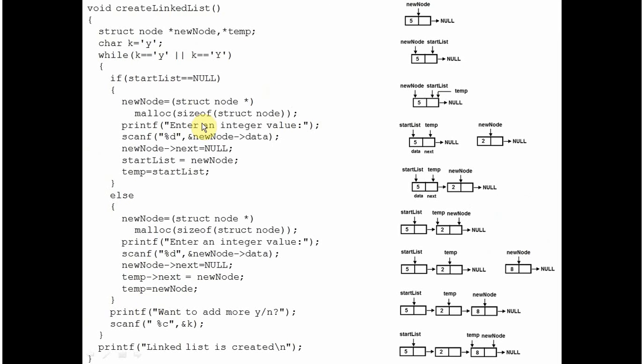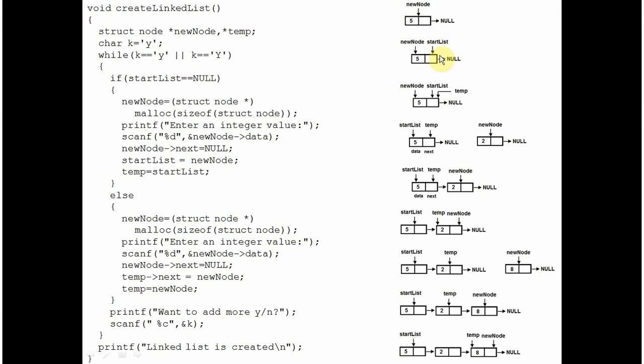Here's the function that creates a linked list. First of all, you allocate the memory for the new node. Obviously it will have 2 data members, one for data and another a pointer. The pointer will point at null initially and you will ask the user to enter the value for this data member. Suppose the user enters 5. That will be assigned to the data member of this new node.